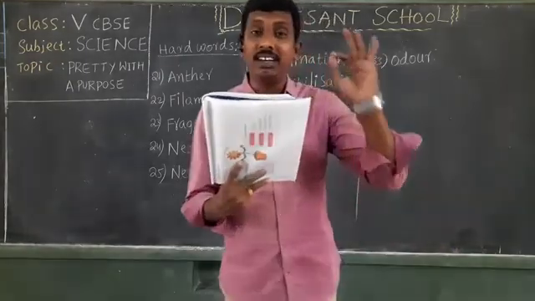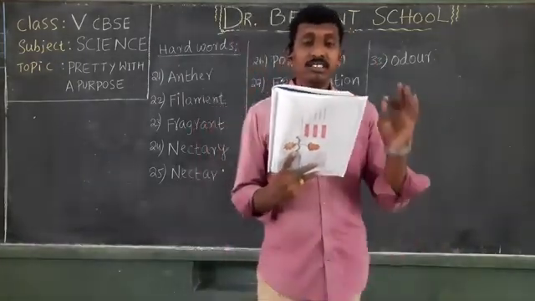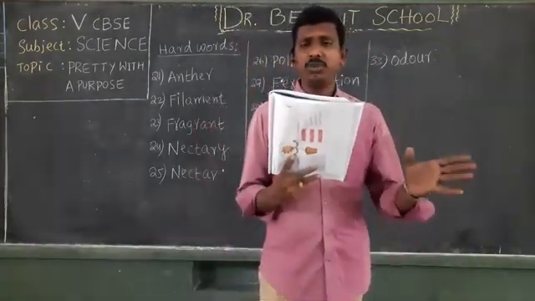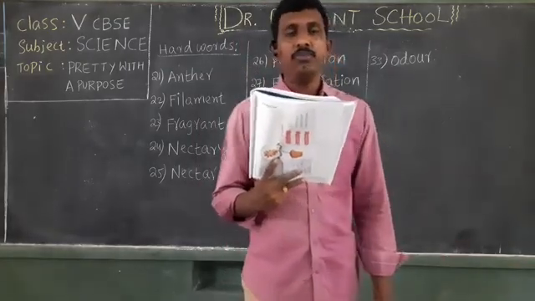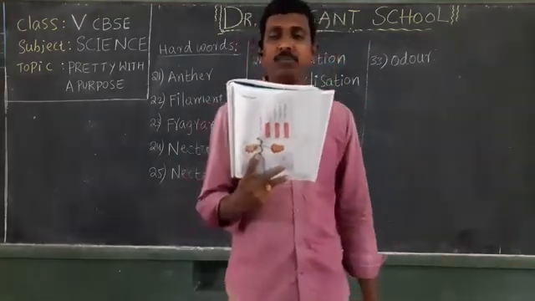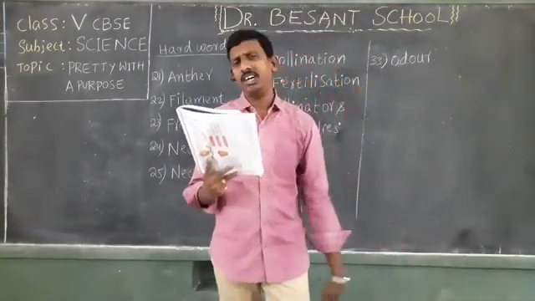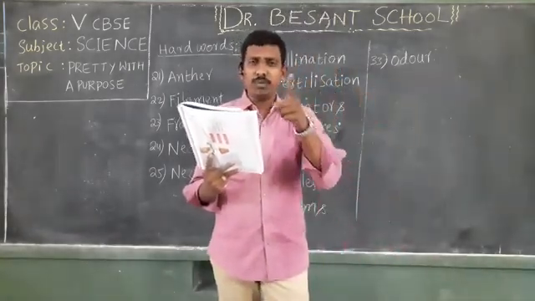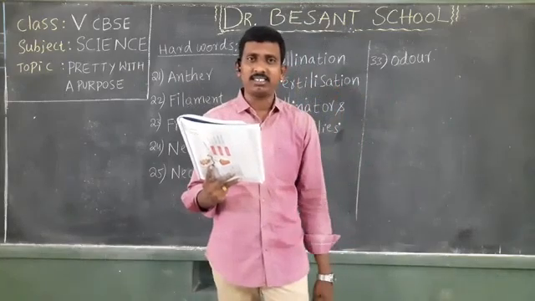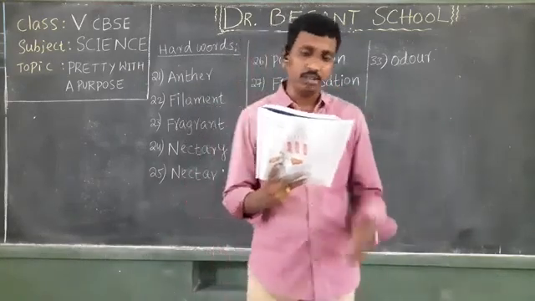Plants are dependent on animals such as bees, butterflies, moths. For what? Pollination, the first step in the process of reproduction. So if anyone asks you, what is the first step in the process of reproduction in plants? That is pollination. Very good.